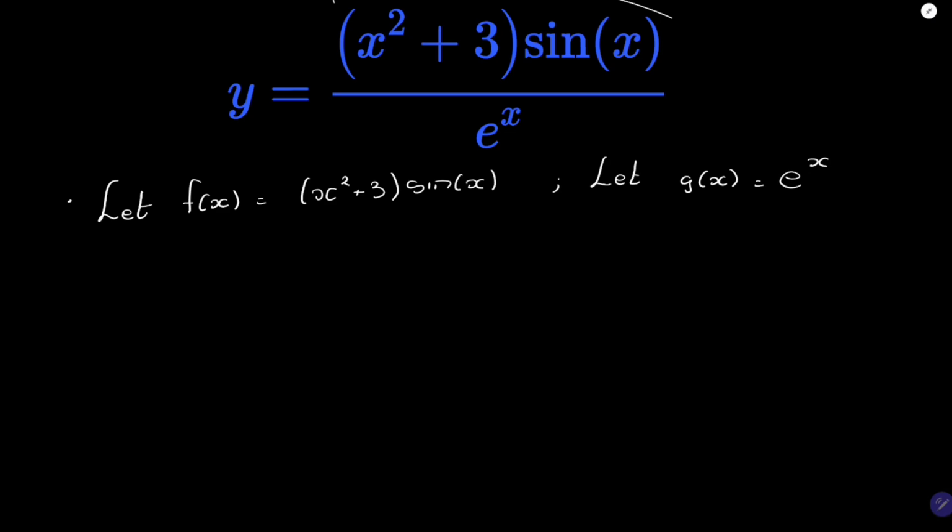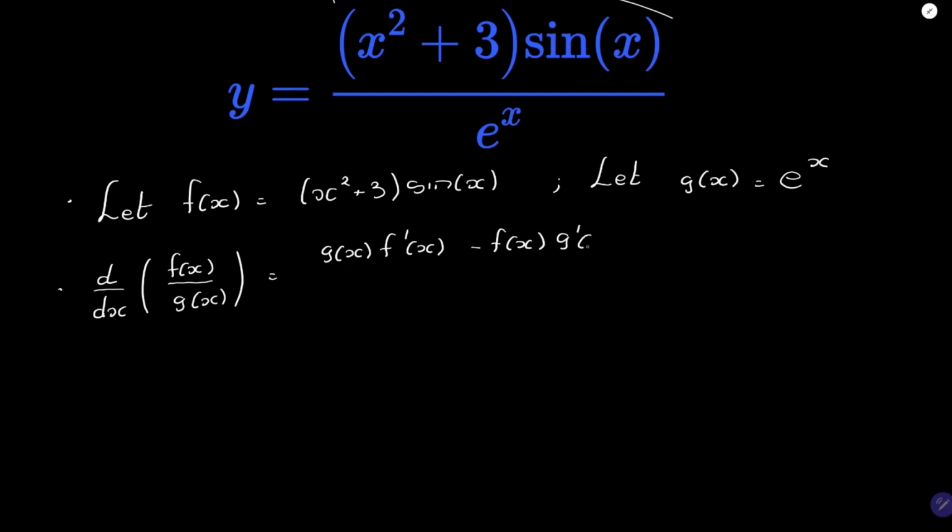Recalling our quotient rule, it states that the derivative with respect to x of any function of the form f of x on g of x is bottom d top minus top d bottom, all over bottom squared.